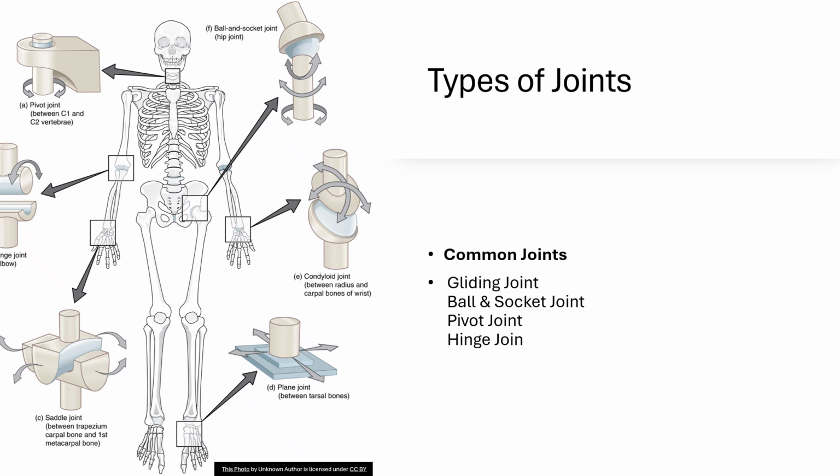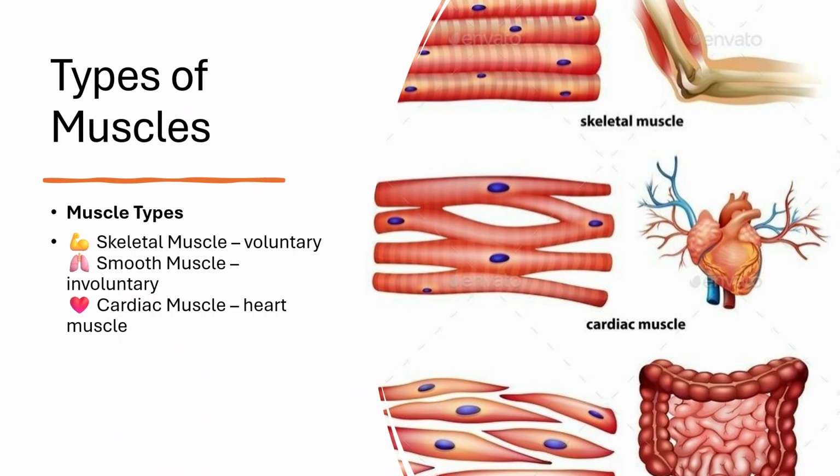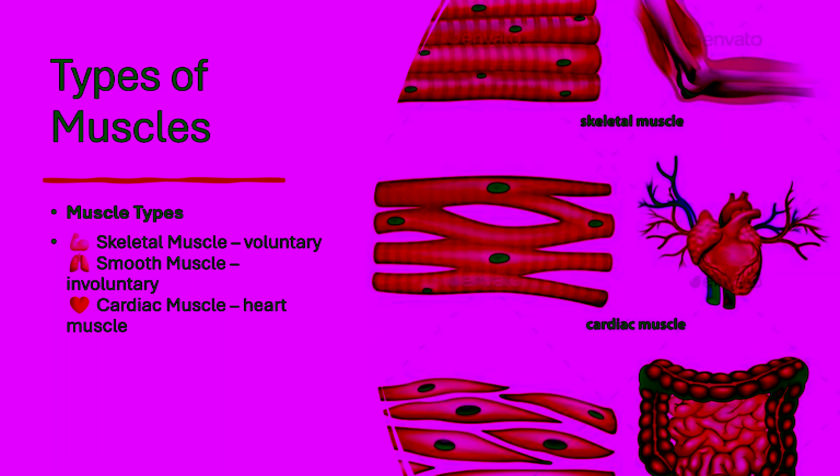Joints are places where two bones meet. Different joints allow different body movements such as bending, turning, and rotating. The muscular system works together with the skeletal system to move the body. Muscles also help maintain posture and body temperature. Skeletal muscles move bones, smooth muscles control internal organs, and cardiac muscle keeps the heart pumping continuously.